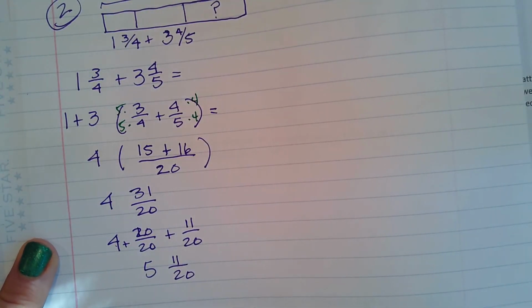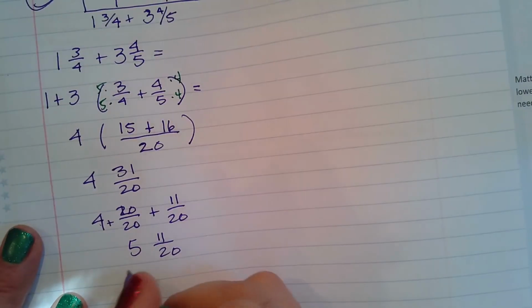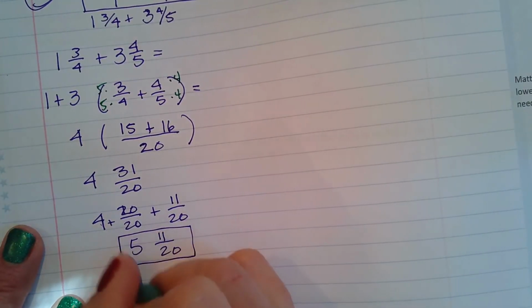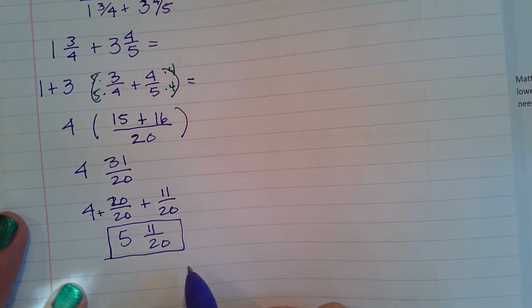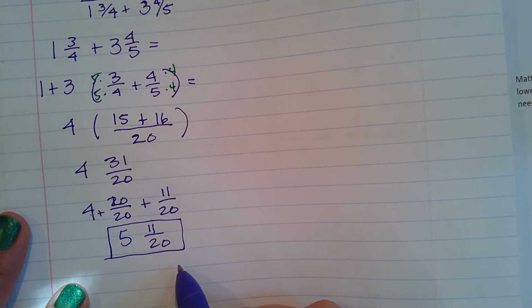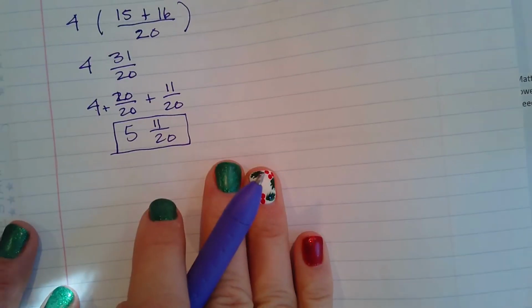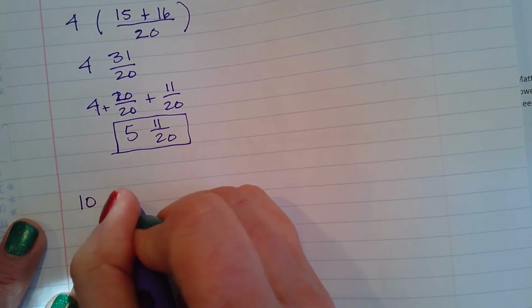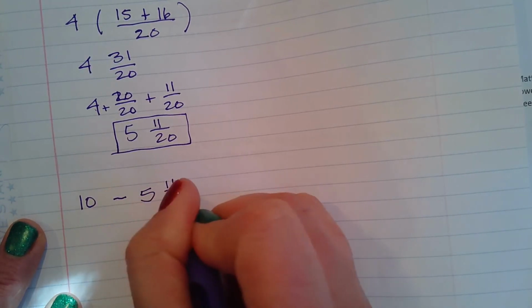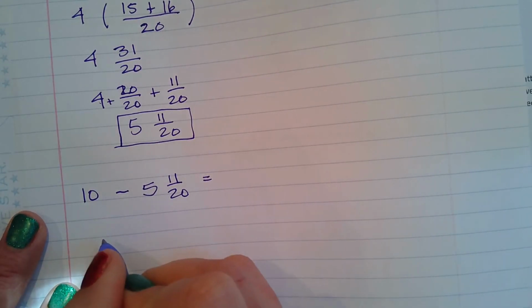So what do I know so far now? I know he used up 5 and 11 20ths of his salt. So I need to take 5 and 11 20ths away from the total, right? So let's take 10 kilograms and subtract 5 and 11 20ths. So how am I going to do that?